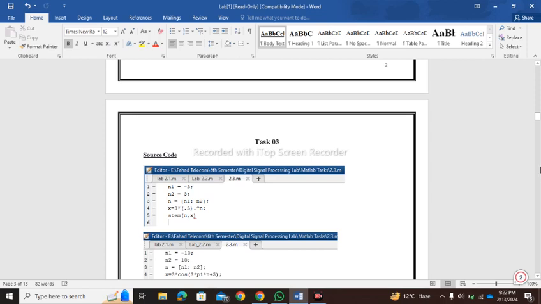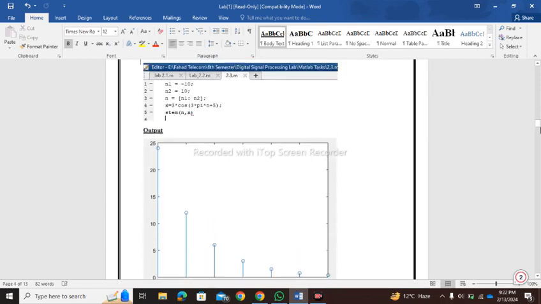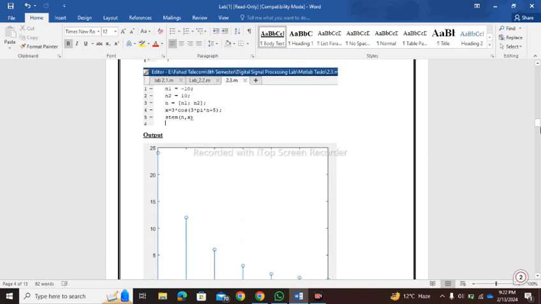Next, we have part B of the same task, in which we have limits of x from -10 to 11, and the function is 3 cos(3 pi n + 5). So you can see the maximum and minimum outputs given.